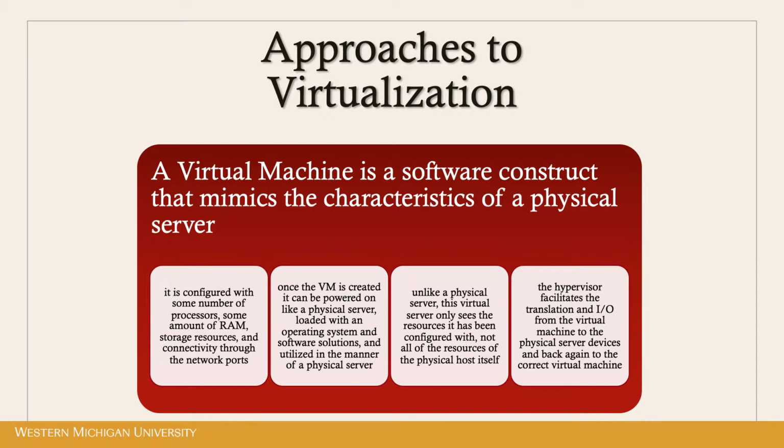Now, unlike a physical server, this virtual server only sees the resources it's been configured with, right? Not all the resources of the physical host itself. So if I have a system with 16 cores and 16 gigabytes of RAM, right, I can configure a couple of different VMs on there, and maybe one of them only sees 2 cores and 2 gigabytes of RAM. The other one might see 4 cores and 8 gigabytes of RAM. Each individual virtual machine only knows what it's been configured to see.